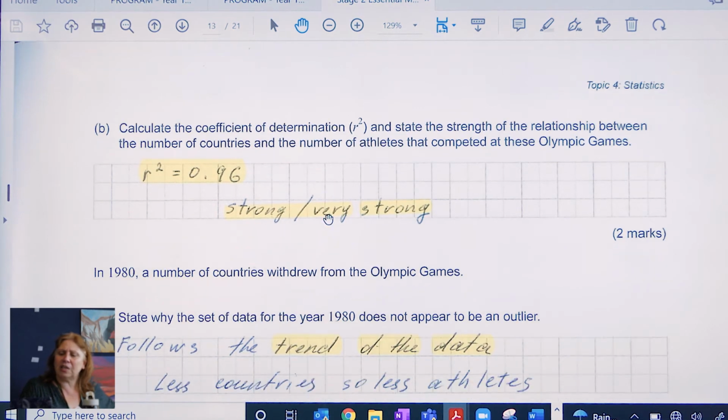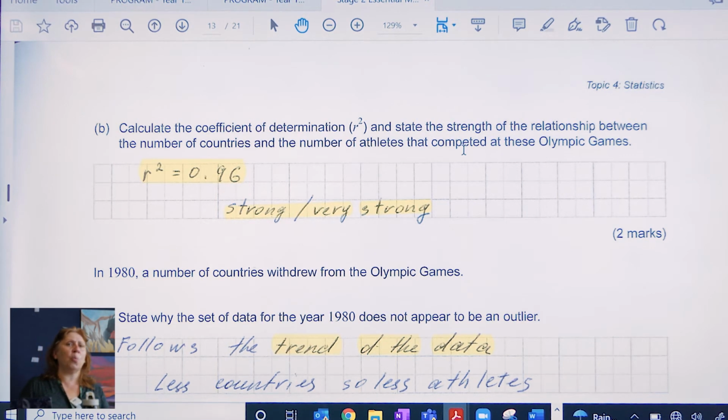The second question says calculate the coefficient of determination, R squared. So it's mentioned, it's not R, it's R squared, and state the strength of the relationship. So 1 mark to find R squared, and then to discuss. If I put strong, but it's actually very strong, both are taken as incorrect. If they calculate the coefficient wrong, let's say they put 0.3, but they say that's a weak correlation, they will get 1 mark.